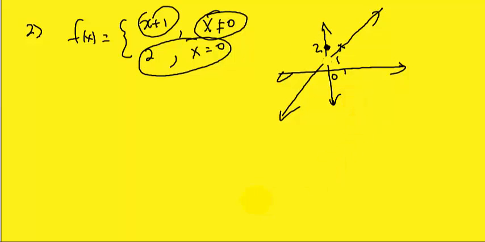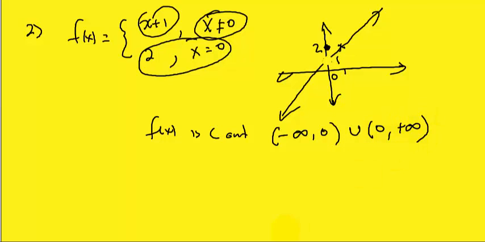Where is this function continuous? f of x is continuous on the open interval from negative infinity to 0, union the open interval from 0 to positive infinity. That's it, huh? We're good?